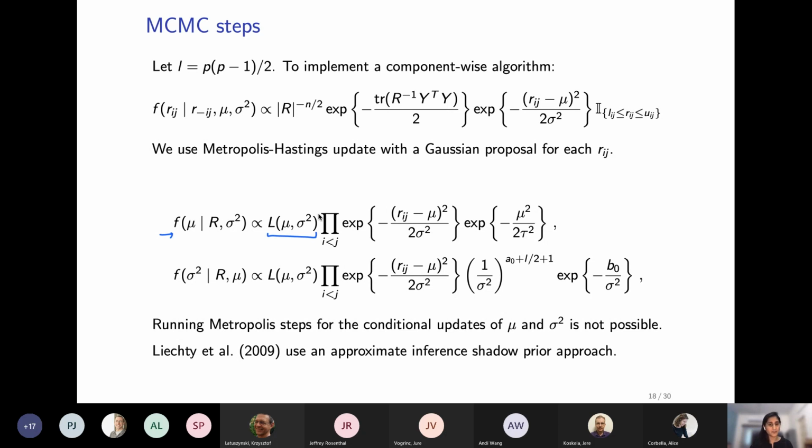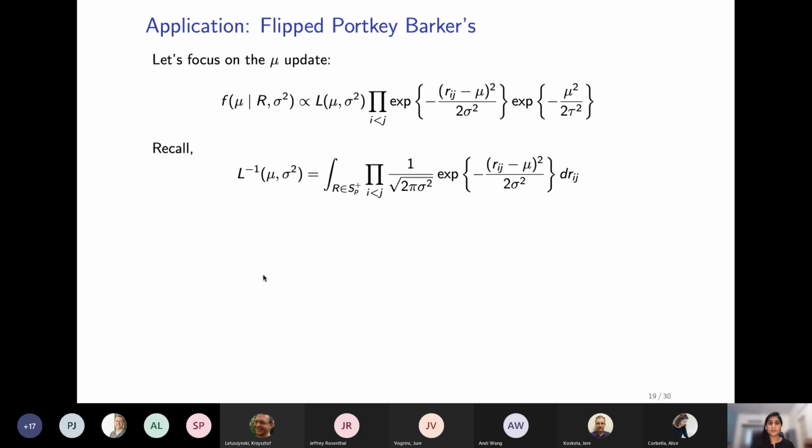And they get something that's reasonable. But over here, we're able to do exact inference by being able to implement these Portkey and regular Barker's Bernoulli factory-based algorithms. Okay, so let's see how that might work. So what are the details of that?